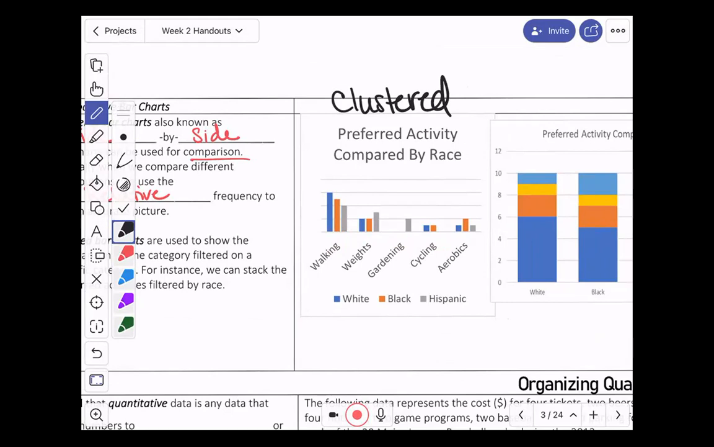We can look at that. That's what a cluster does, all right? Who does weights more? White, Black, or Hispanic? Hispanic. So we can answer questions like that based off the clusters, right?